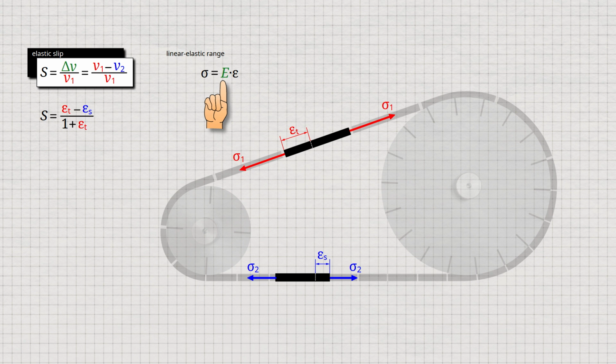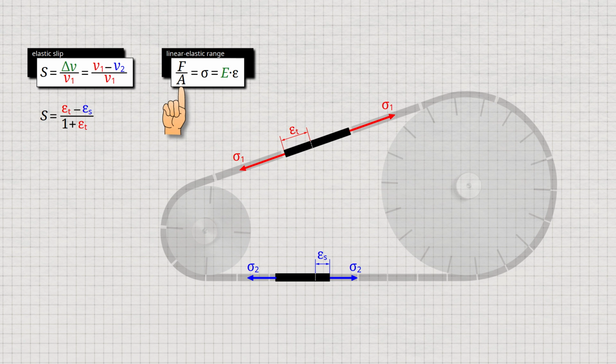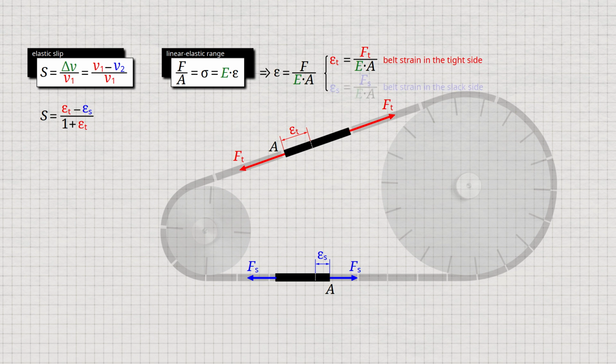The belt stress in the formula given is the result of the quotient of the acting belt force F and the cross-sectional area A of the belt. Solving this equation for strain epsilon gives the strain as a function of belt force F. For the belt strain epsilon T in the tight side, we now use the tight side force Ft, and for the belt strain epsilon S in the slack side, the force Fs. If we replace the respective belt strains in the formula for the elastic slip with the corresponding expressions, we obtain the stated formula. This equation can be simplified as shown.